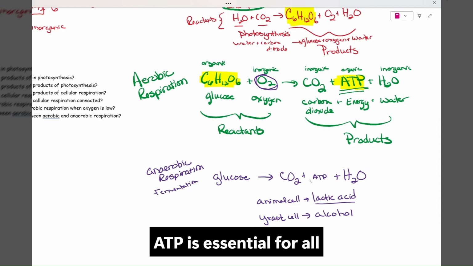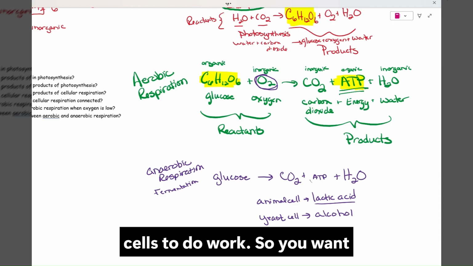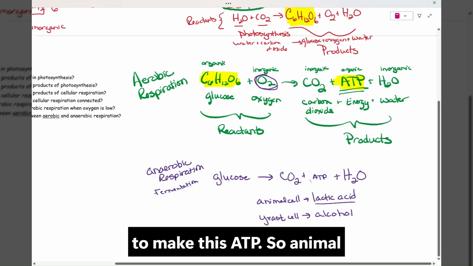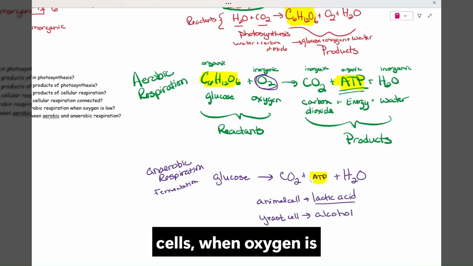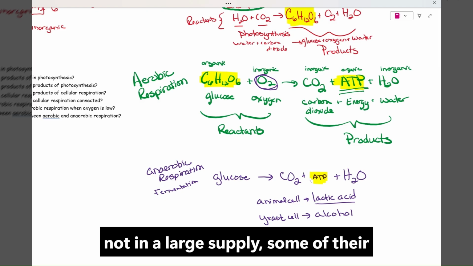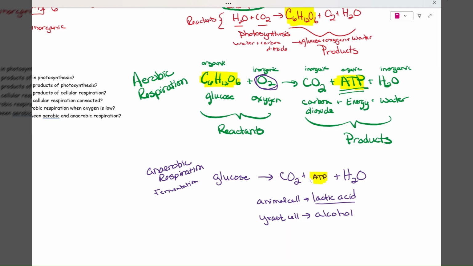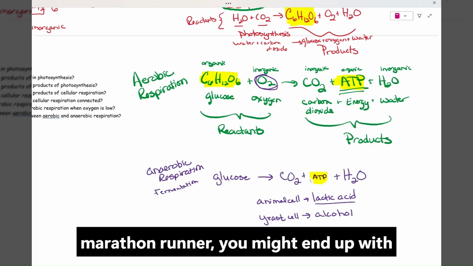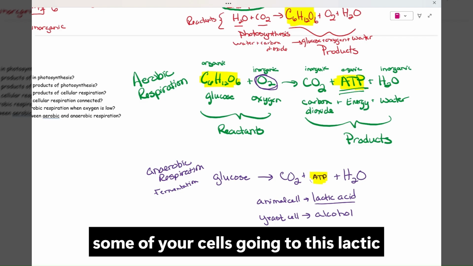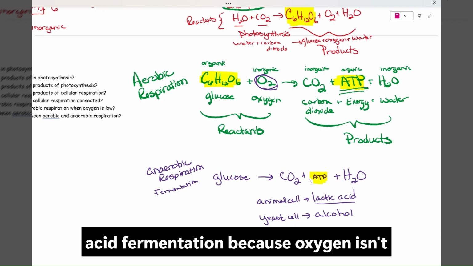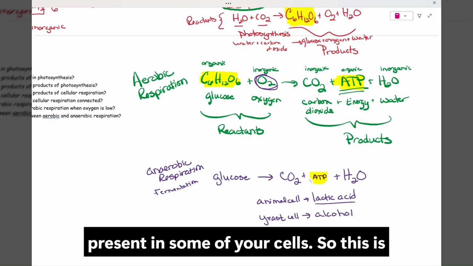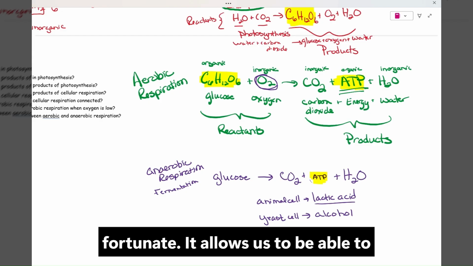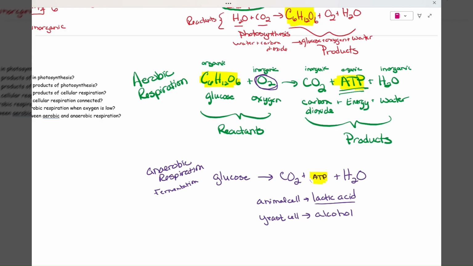Now, the ATP is essential for all cells to do work. So you want to make this ATP. So animal cells, when oxygen is not in a large supply, some of their cells might not get oxygen and they might start going lactic acid, like your muscle cells. If you're a marathon runner, you might end up with some of your cells going to this lactic acid fermentation because oxygen isn't present in some of your cells. So this is fortunate. It allows us to keep making energy.